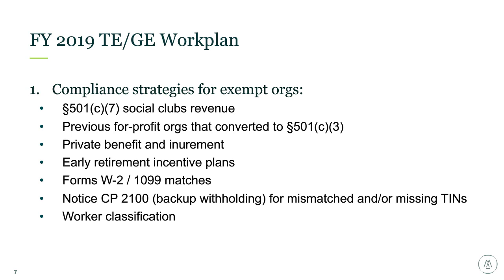Form W-2 and 1099 matching. This is where they're looking at what's reported on the 1099, what's reported on the W-2s, and whether FICA should have been paid with that. They're concerned that Social Security may not be funded or there's misclassification. And then the next one, mismatched or missing TIN numbers for backup withholding, and worker classification: should you have been reported as an employee versus an independent contractor.